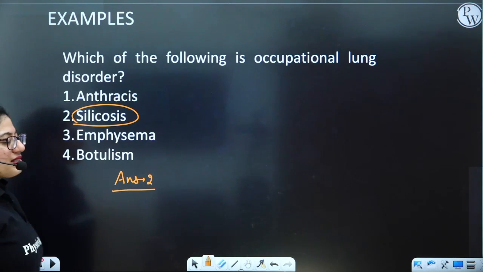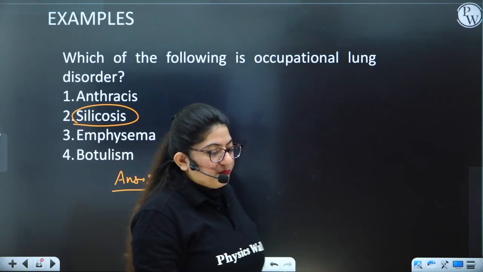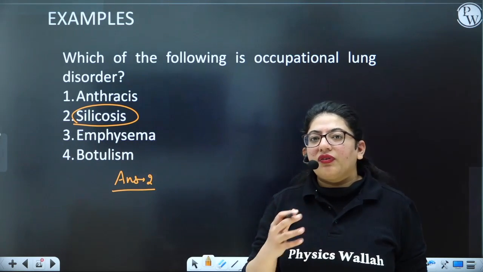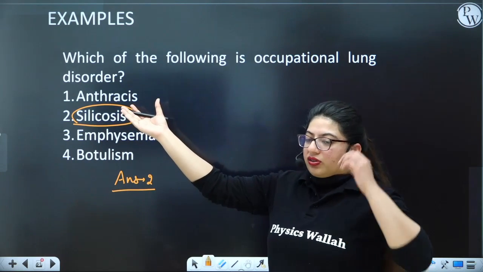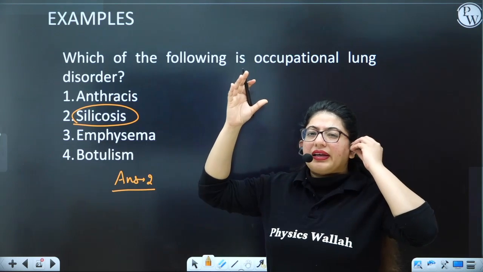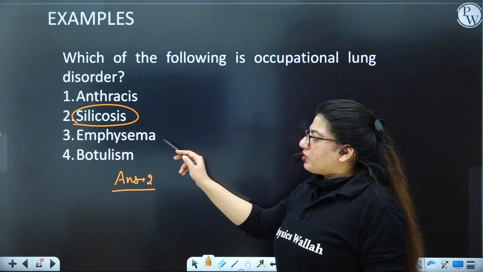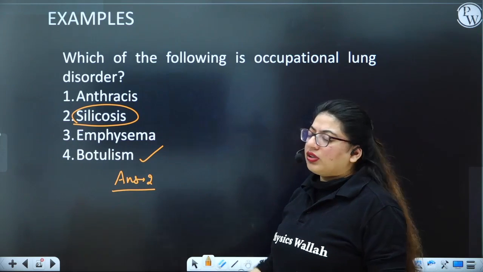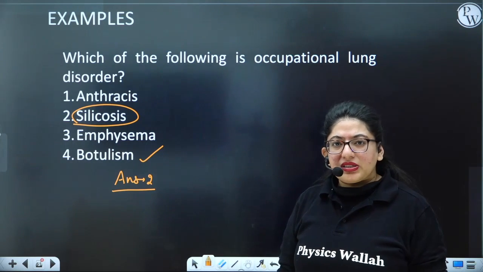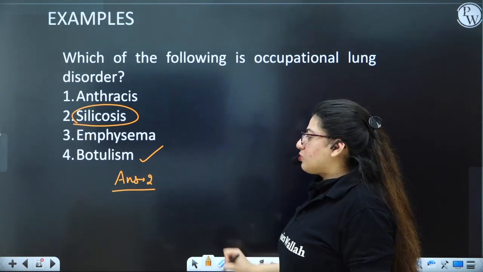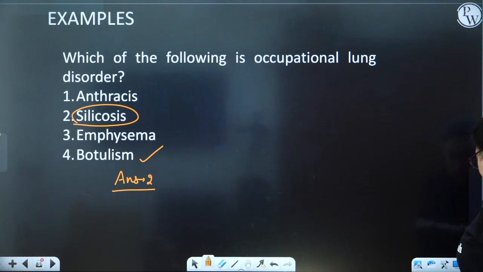What is anthracis? It occurs due to anthrax. This is a different one. It occurs through some cattle like buffalo and cow. It's bacterial. Emphysema is due to cigarette smoking, and this is another disorder. This is related with some muscles, and it occurs due to a bacteria, Clostridium. Answer is 2. Next.